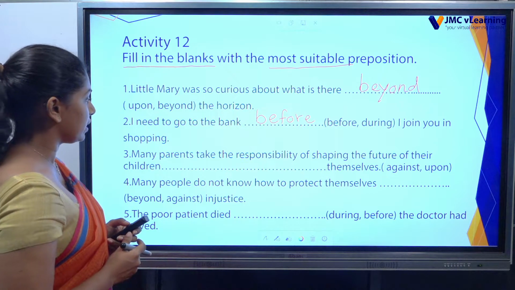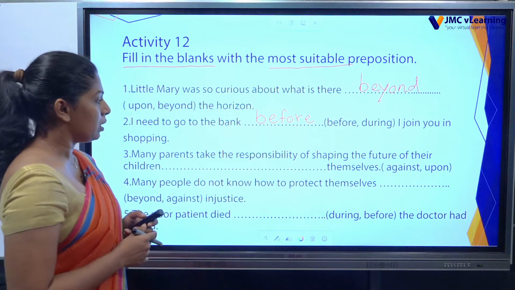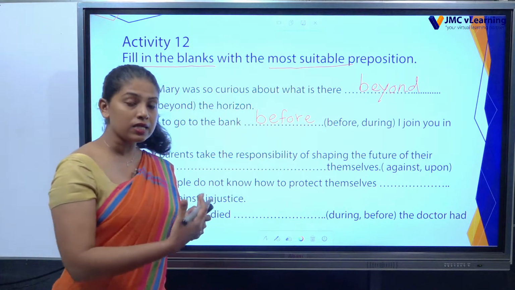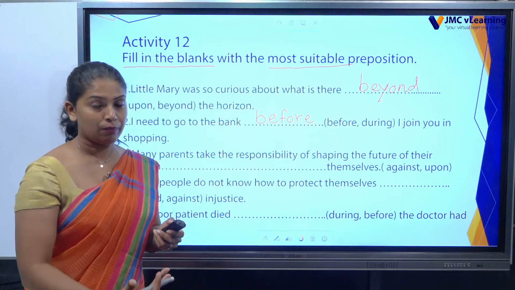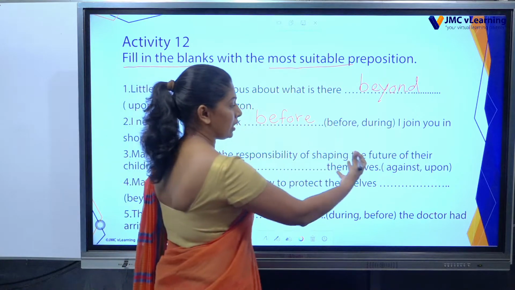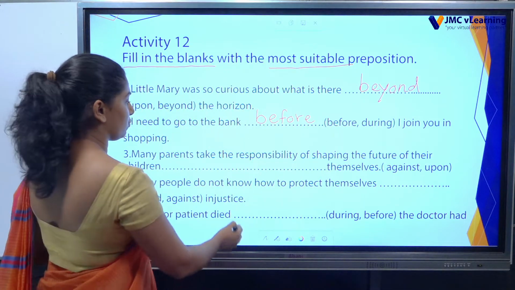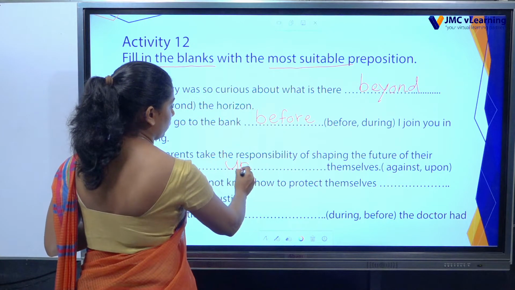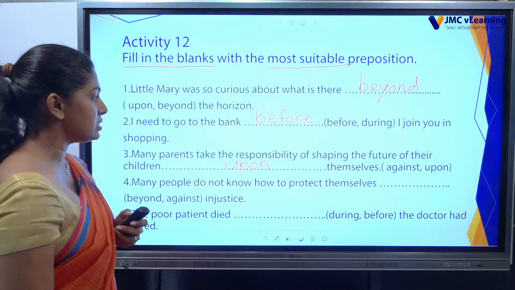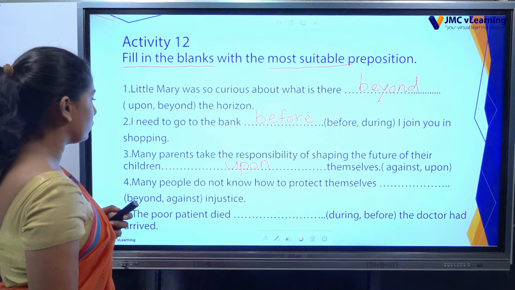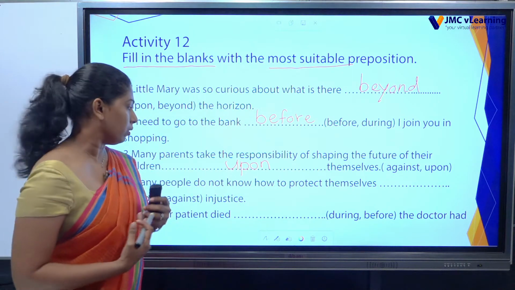Many parents take the responsibility of shaping the future of their children blank themselves, against themselves. Can the parents do different things? No, against something? No, they are just taking all the responsibility upon them. So what is the answer for this? Upon. So many parents take the responsibility of shaping the future of their children upon themselves. They take all the responsibility of their children upon them.